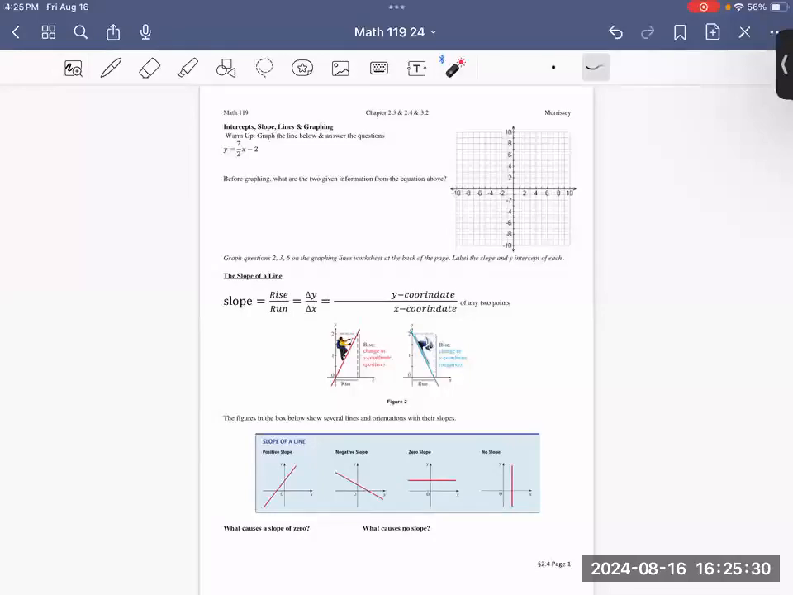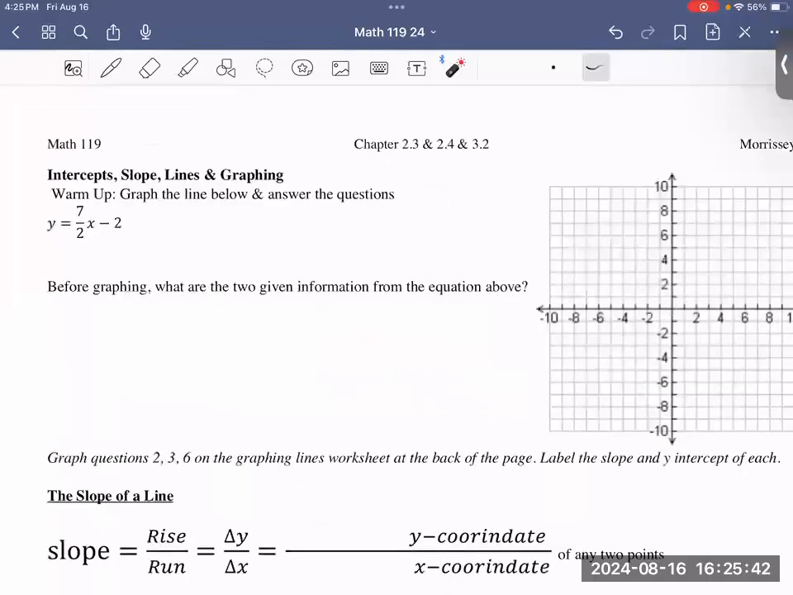Welcome to Math 119, Chapter 2.3, 2.4, and 3.2, where we talk all about intercepts, slopes, and lines, and how to graph lines. You'll notice that there are a few sections here all done together. That is because they flow really nicely one into another. For your Hawks Learning homework, Chapter 3.2 is not going to be for homework because 2.3 and 2.4 have bits of 3.2 in it. So you do not need to do the 3.2 homework listed.